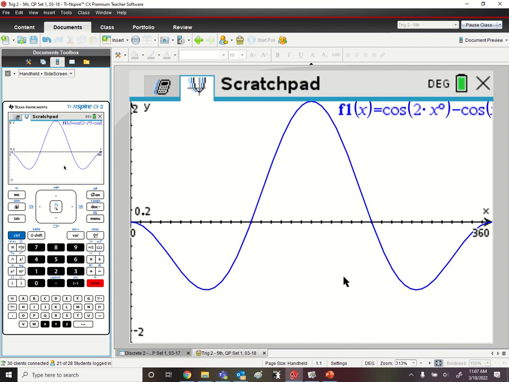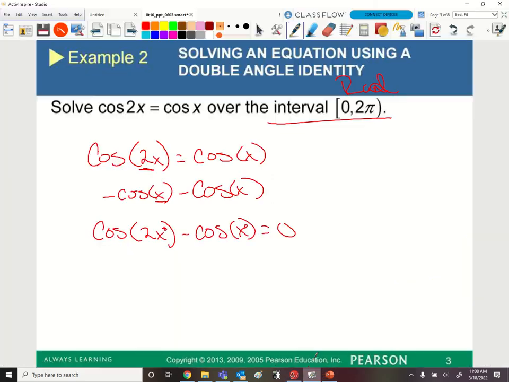Oh, wait. Yes. Okay. Does it look like there's an answer at 360? Is 360 one of my answers? Can I use 360? No, because that was outside of my interval. Remember, the interval has a parenthesis right here. So that means it cannot be 360 in this case.